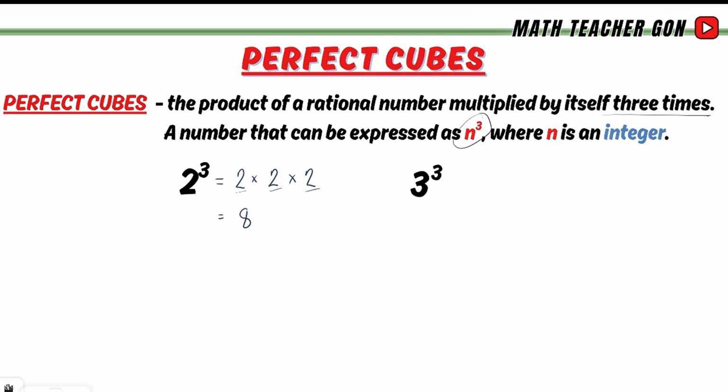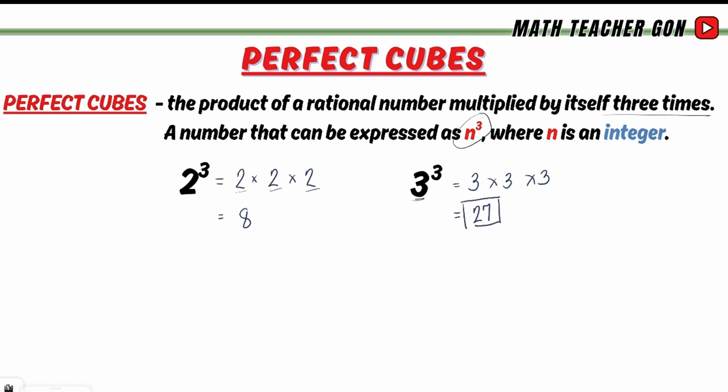Next, how about 3 cube? So we have 3 times 3 times 3. Again, the number or the base is being multiplied by itself 3 times. What is 3 times 3? 3 times 3 is 9 times 3 is 27. Okay, so therefore 3 cube is equal to 27.